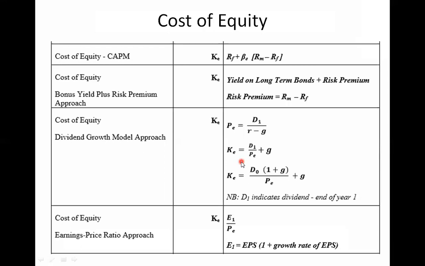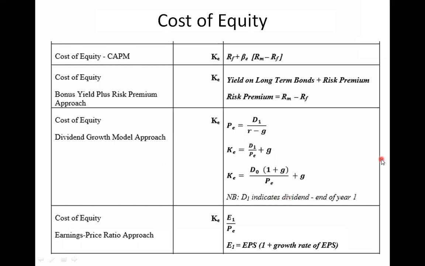D1 is the dividend given at the end of the financial year. How to find D1? In case they don't give you D1, you calculate D naught into 1 plus G, where G is the growth rate. Whatever dividend is given for the previous year, take that dividend and multiply it by 1 plus the growth rate. So if the growth rate is given as 5%, then 1 plus 0.05. When you multiply with 1 plus G, you'll get D1, that is the current year dividend. Clear? So this is called the dividend growth model.